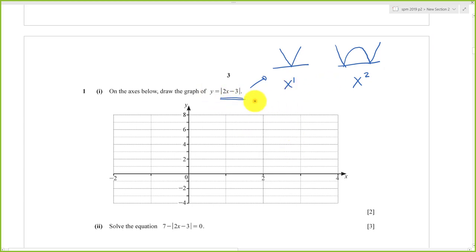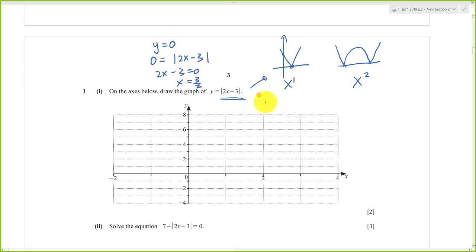For a V, you have two important things you need to find. First is the vertex, which is the x-intercept, where we make y 0. Another one is the y-intercept, where we make x 0. So I make y 0 first. When y equals 0, then 0 equals the modulus of 2x minus 3. Then 2x minus 3 equals 0, so x will be 3 over 2.